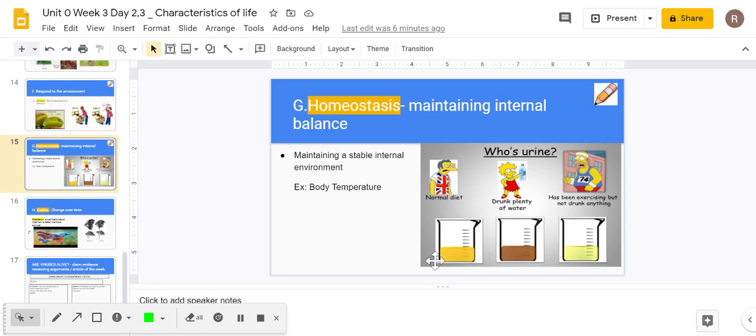Okay, this is a huge indicator of whether or not your body is in homeostasis or maintaining its internal balance. If your urine is clear to light yellow, you're probably in homeostasis. If your urine is dark yellow to orange, you're probably not in homeostasis. You need to drink water.